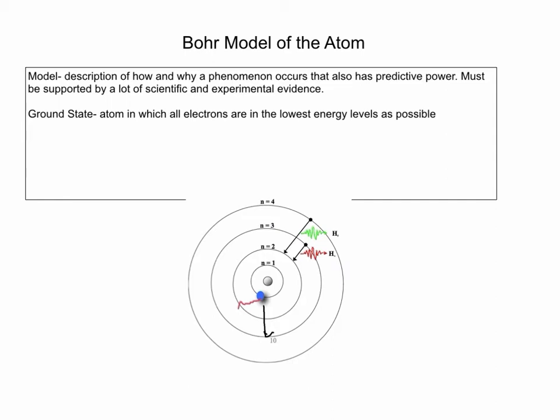Once the electron is in this higher energy level, we say that the atom is in the excited state. So the excited state is an atom in which at least one electron has, and we sometimes say, jumped or moved to a higher energy level.